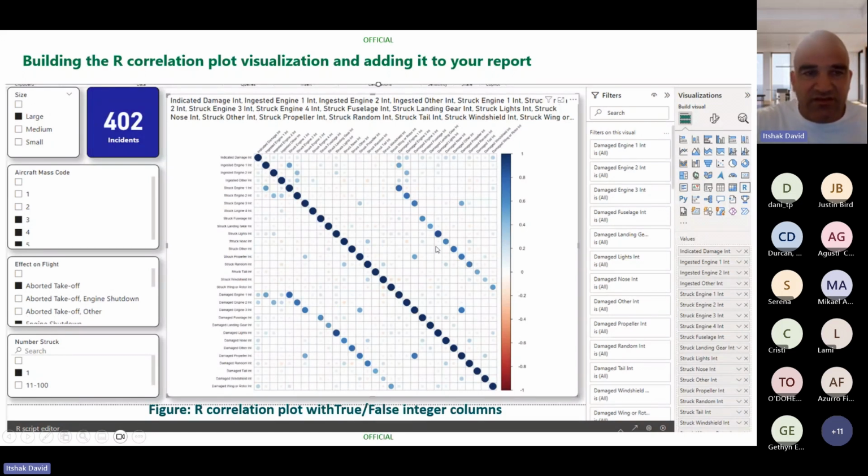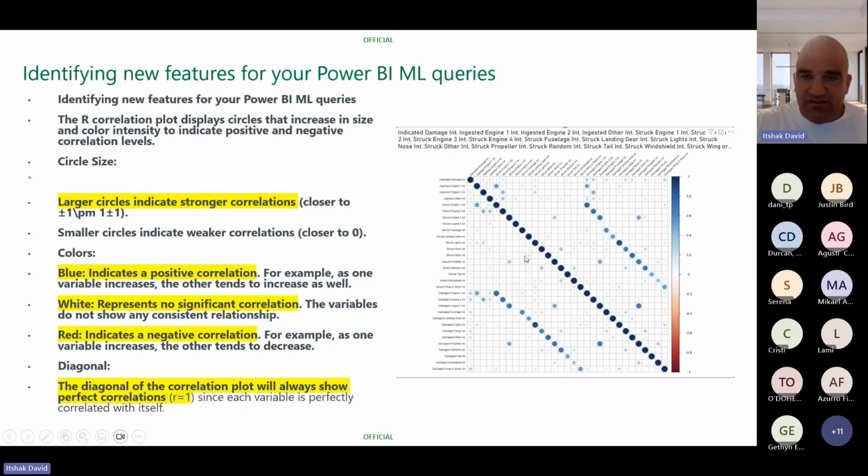Let's explain it. Larger circle indicates stronger correlations. Okay. Blue indicates positive correlations. White represents no significant correlation. Red indicates negative correlations. Here, the diagonal is between the same variables, so it always shows perfect correlation. So the correlation is between 1 and -1. So this is the only code we have to use in order to plot the correlations.